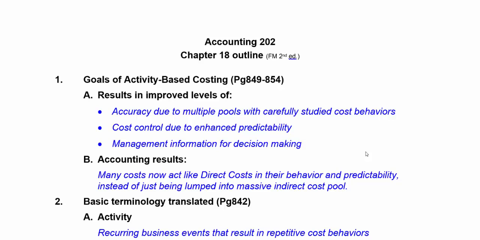You can use your blank Chapter 18 notes and fill in everything listed in blue here while listening to this video to get a better understanding about the topic in Chapter 18, which is ABC, or Activity-Based Costing.